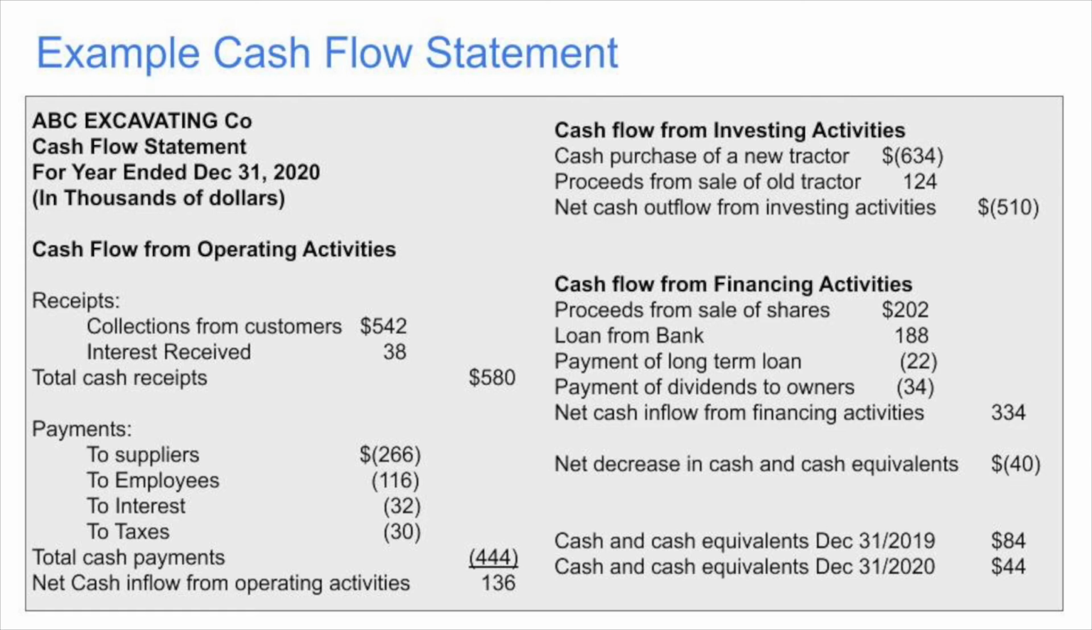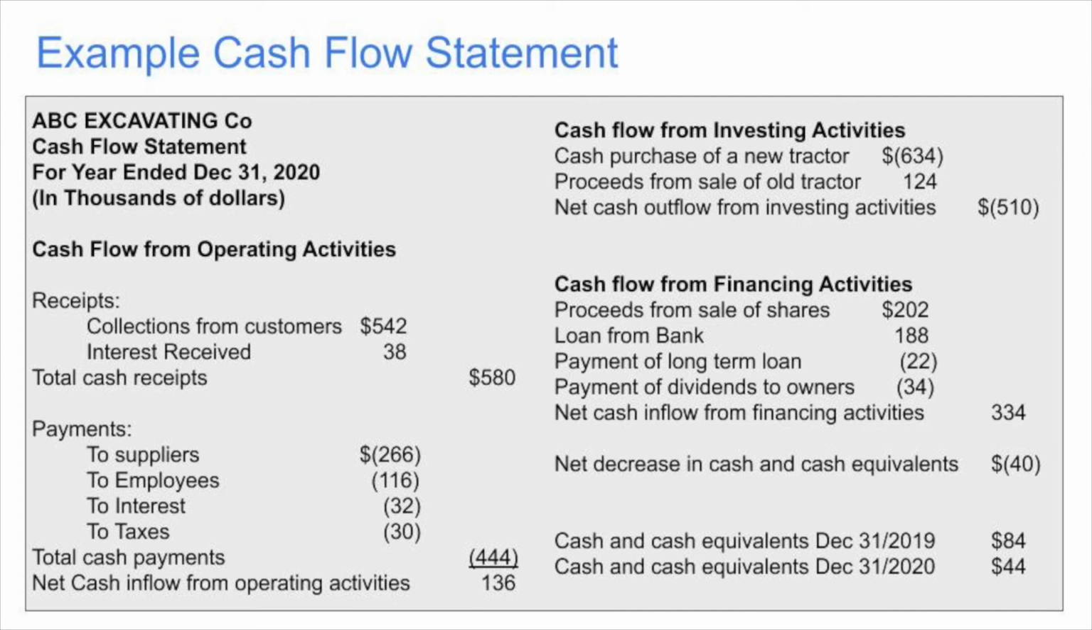Then we look at cash flow from investing. We see what the business did that had to do with investments, and how that affected the cash. Well, the cash purchase of a new tractor. Someone went and bought a tractor for $634,000. They sold their old tractor for $124,000. So the net investment was $510,000. So $510,000 went out of the business in order to get that tractor. So you got a tractor, but you gave up $510,000. So we see that that's $510,000 to the not good. It's gone out of the business.